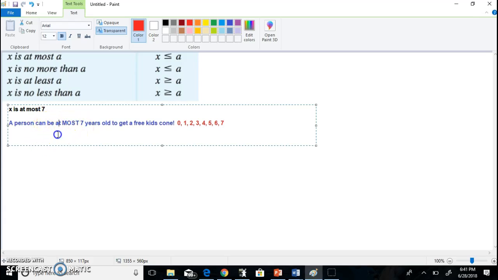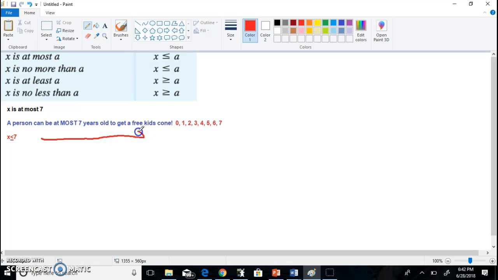So if a person can be at most 7 years old to get a free ice cream cone, and I ask you to write this as an inequality, you could just say x, being the age of the person, can be less than or equal to, do an underline for the equal to part, 7. And then of course we have the graph. I'm not going to draw the whole number line, but if we had 7 years old here, then you can be 7 or less, and that would be the graph.